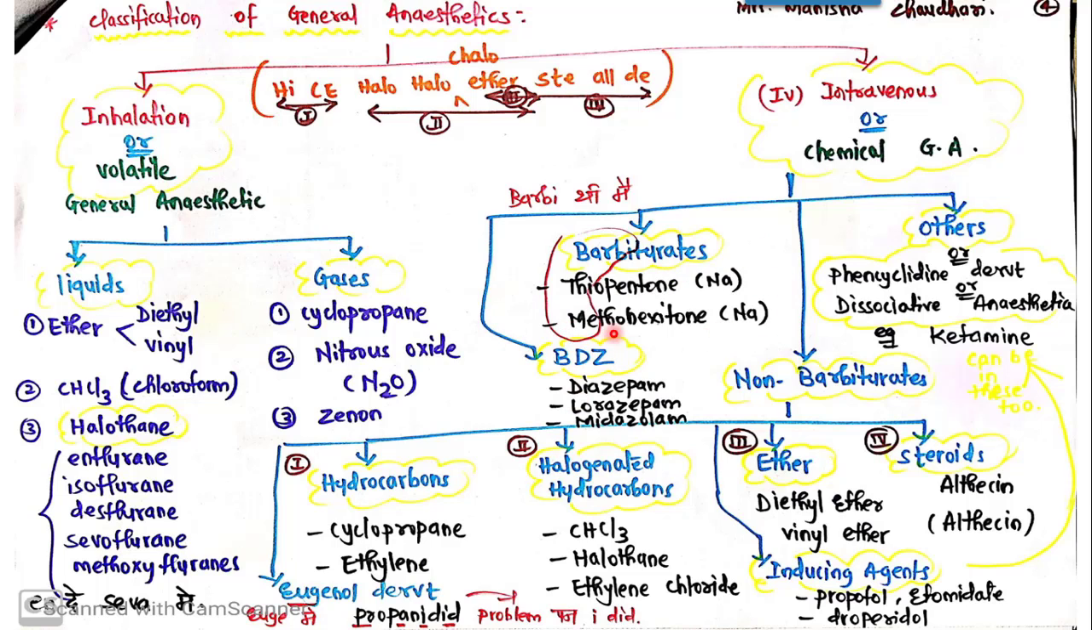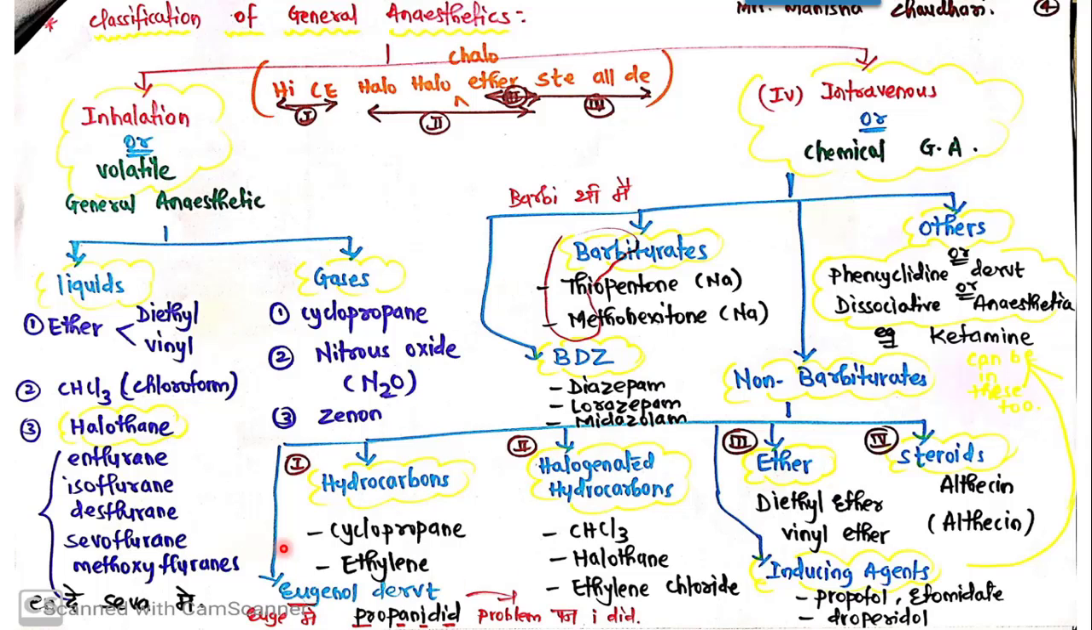Then benzodiazepines and barbiturates, you are very much familiar with. The next class is non-barbiturates. The non-barbiturate class is again further subdivided into 6 classes. The trick to remember these 6 classes is: hi, say, hello, hello, chalo idhar, stay all day. I will tell you how you can correlate this trick with the classes and their examples.